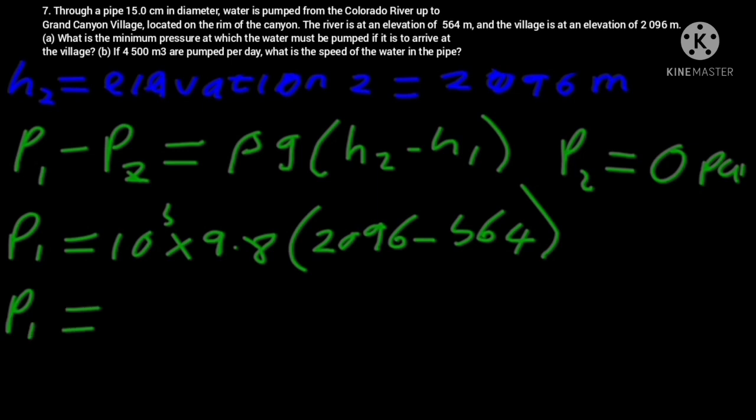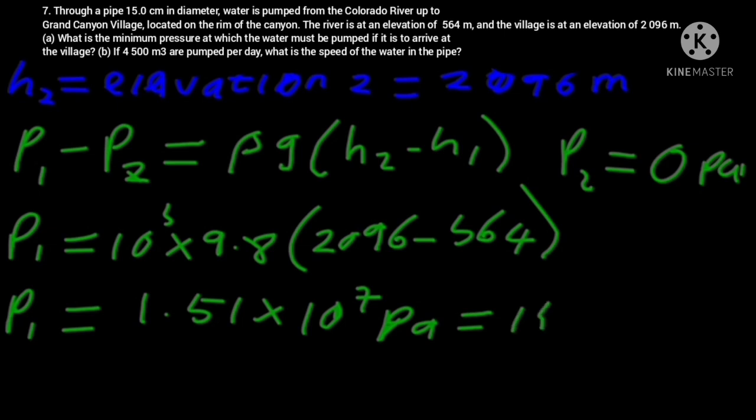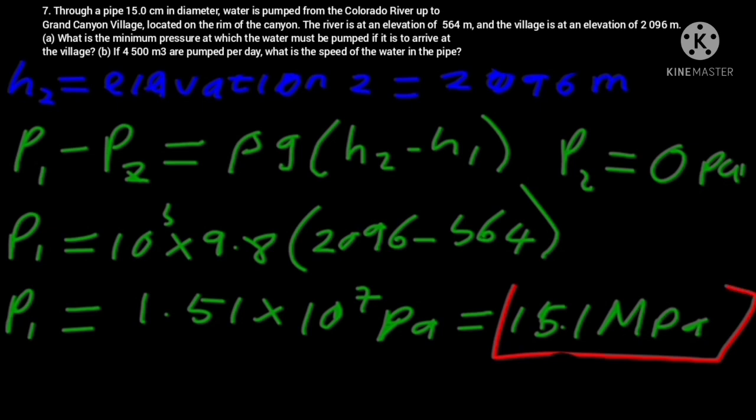So P1 is equal to 1.51 times 10 to the power 7 pascals. So that's our pressure 1. That's the answer. That's the pressure that we're supposed to pump the water at for it to reach the village. This is the same as 15.1 megapascals. So 15.1 megapascals, that's the pressure, and that's our final solution.